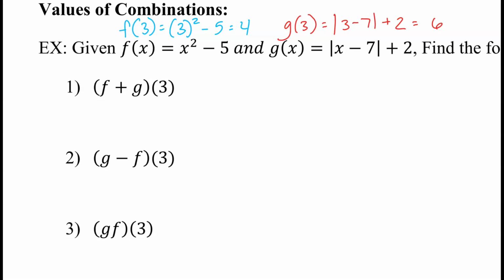So now it's very, very straightforward. Now that we've already found our inputs of 3 and got the output of 4 for f of 3 and 6 for g of 3, all we now have to do is combine. So first we have f of 3 plus g of 3. That is 4 plus 6, which is 10. Boom, done.